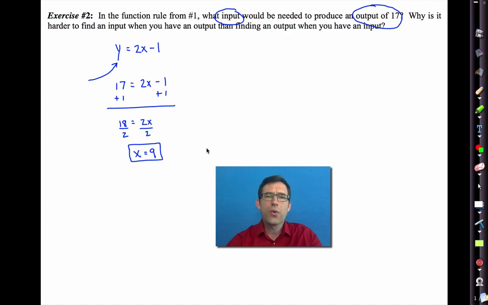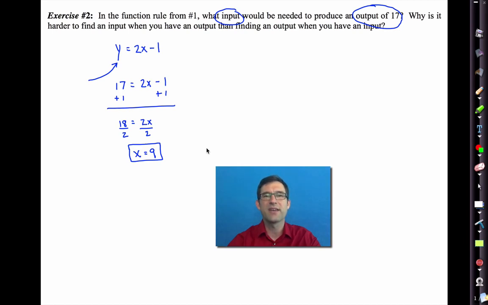Now, I think that the second question is almost as important, if not more important, than the first. It says, why is it harder to find an input when you have an output than finding an output when you have an input? Now, I know there's a lot of input, output, output, input stuff in this question, but think about it. Think about how easy it was when I gave you an input of x equals 2 to find an output of y equals 3. And then when I gave you an output of 17, it's actually kind of hard to find an input of 9. Why is that?